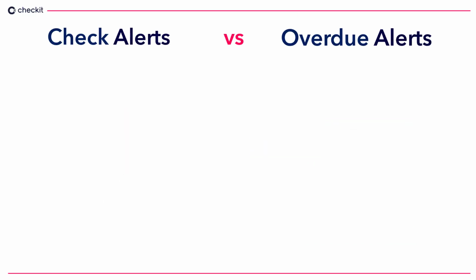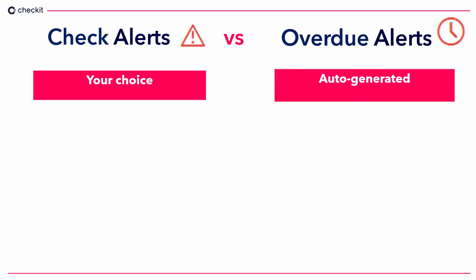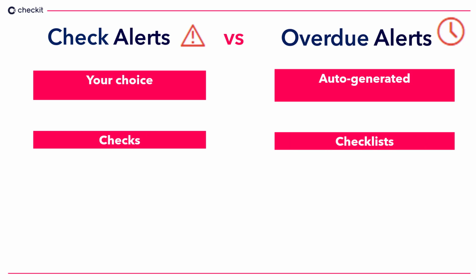So to recap, the difference between check and overdue alerts is that check alerts are represented by a red triangle in the control center. Overdue alerts are represented by a clock. Check alerts are generated because you've asked for them to be, whereas overdue alerts are generated automatically. Check alerts are triggered by individual checks, whereas overdue alerts are triggered by checklists.